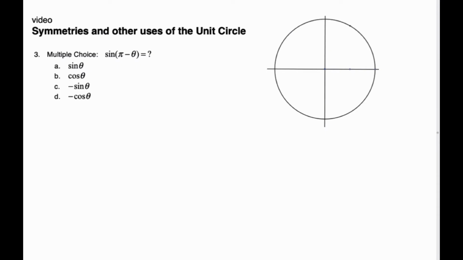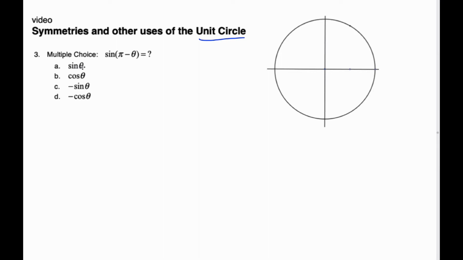Okay, so continuing to use this unit circle, which is such a powerful tool that we have, we're going to use symmetry of the unit circle to find different identities like this, and there's all kinds of different scenarios like this. So sine of pi minus theta, I'm giving you a hint, is one of these 4 choices.